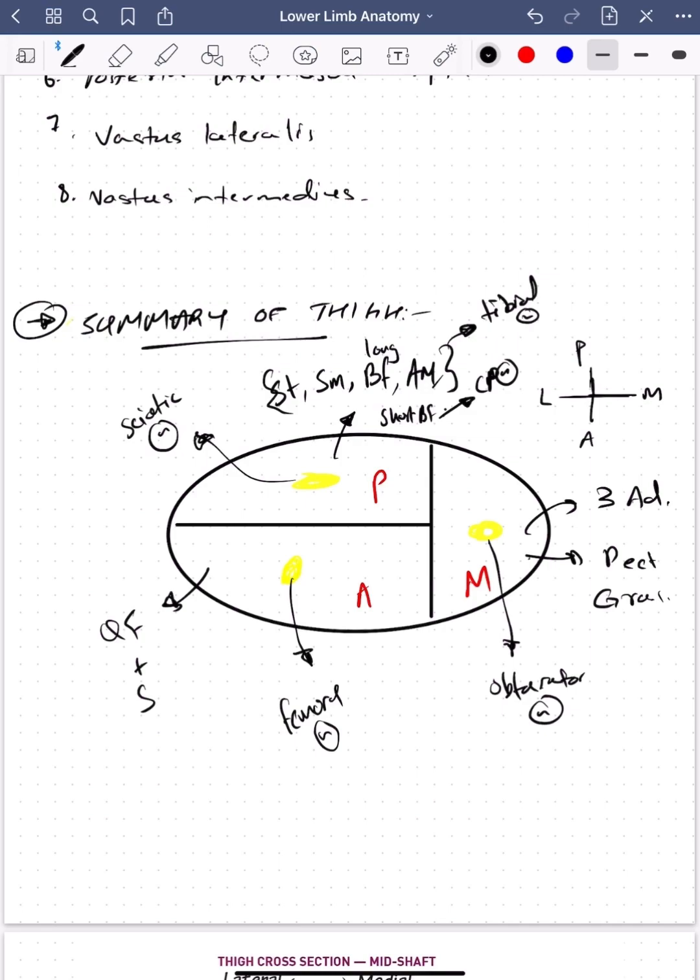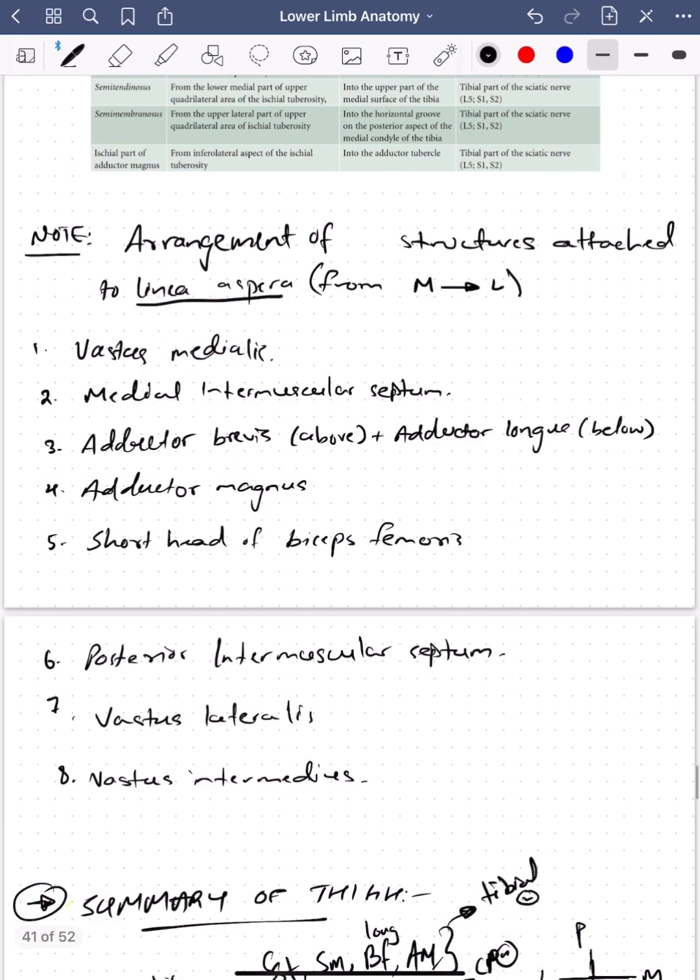Okay, so coming back, the arrangement of structures attached to the linea aspera. Now this is an important 1 mark question, or they may be asked in your vivas. Now what is the linea aspera? If you've studied your upper limb, we have the bicipital groove. In a similar manner we have this feature in the femur bone, and that is called the linea aspera. Now the linea aspera provides origin for a number of structures, and we have to know the order.